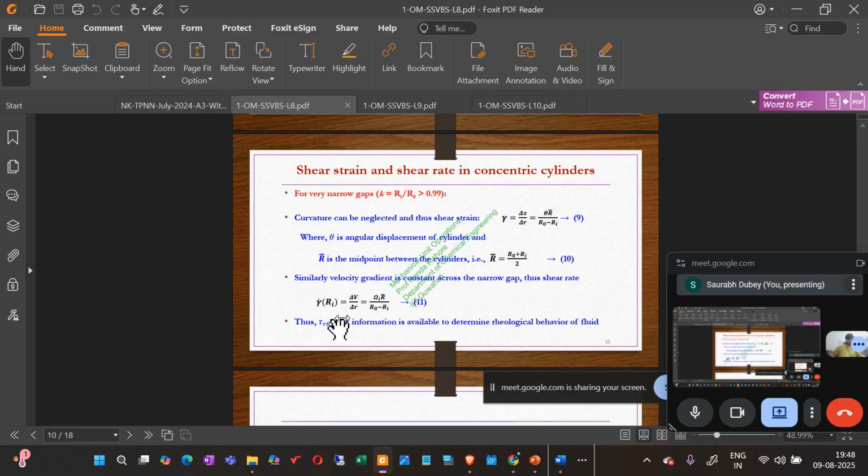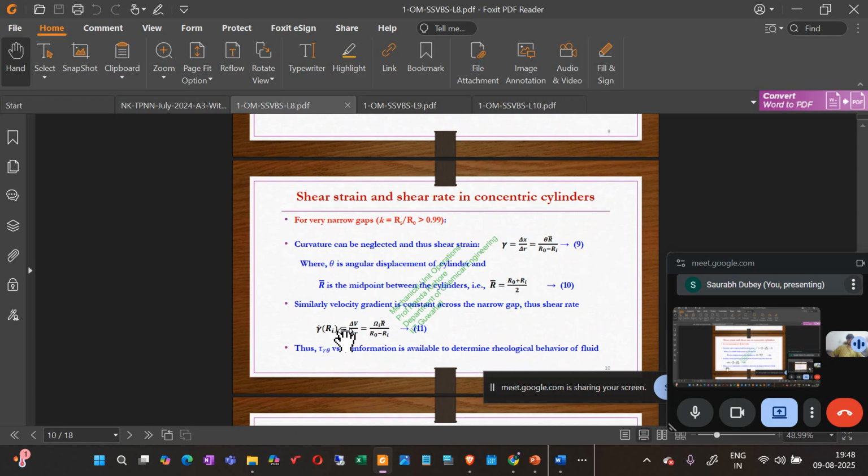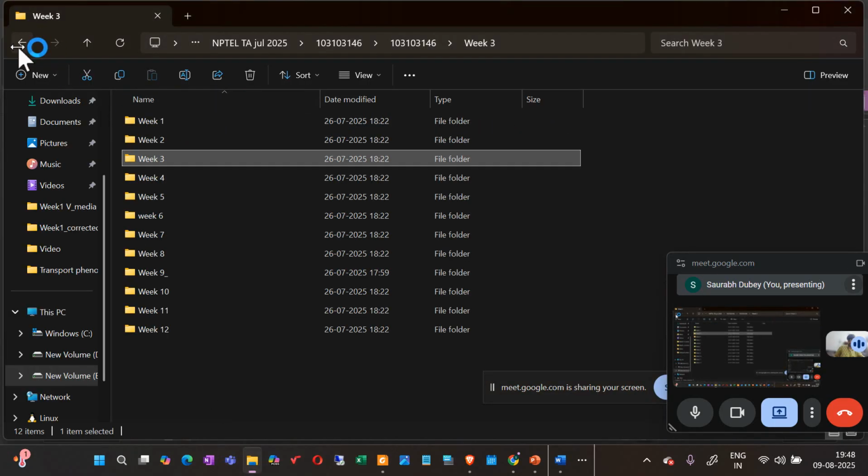So now you know that tau r theta you knew from the expression that we had before, and from omega r bar by r0 minus ri, you have this shear rate. So shear stress you have computed, shear rate you have computed, and based on that you can actually decide what you have to do. In the last lecture, if you remember, we have already discussed this, let me just open that.